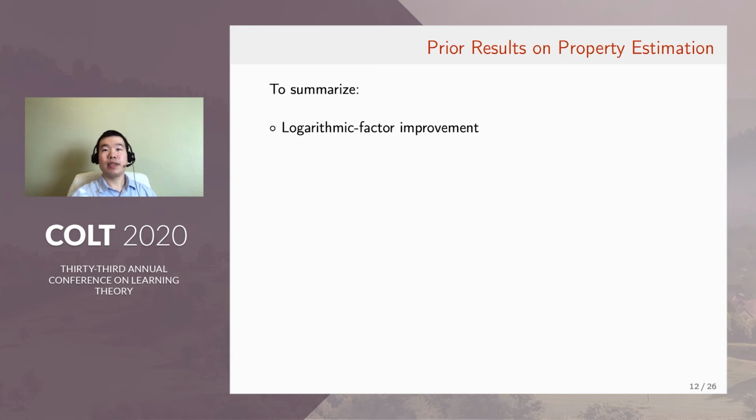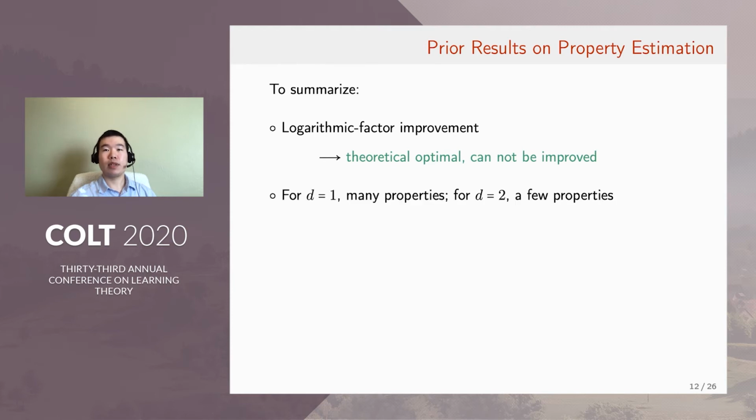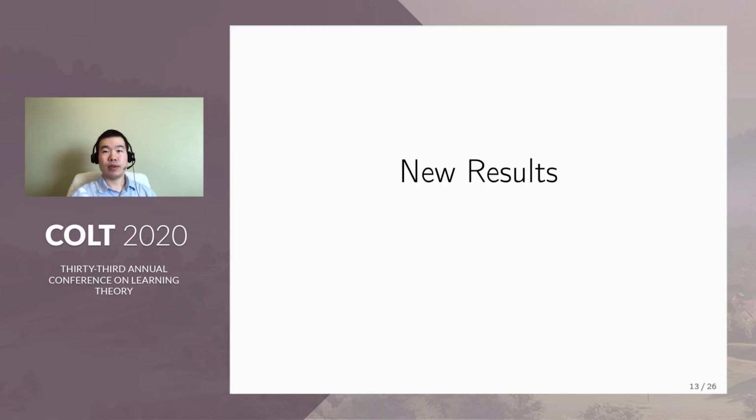To summarize, first we have a logarithmic factor improvement. This is theoretically optimal, so we do not hope to improve this. Second, for d equal to 1, many properties have been studied, like entropy, support size, and so on. And for d equal to 2, only a few properties have been studied. And more importantly and more generally, we want to ask the question: what would happen if d is greater than 2? So here are some new results.